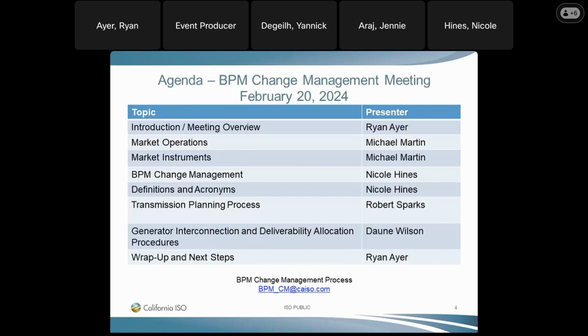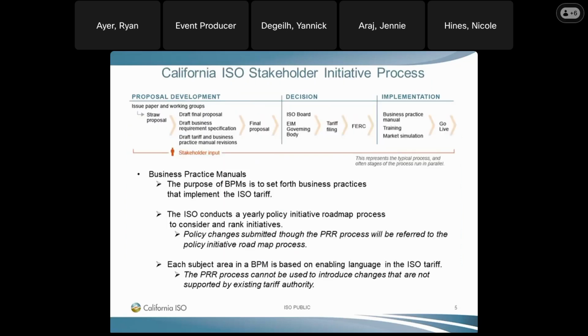The purpose of today's meeting is to discuss the proposed revision requests that are in the initial or recommendation stage of the process. Today, we'll be discussing 11 PRRs, 7 are in the initial stage, and 4 are in the recommendation stage, and all PRRs were submitted by the ISO.